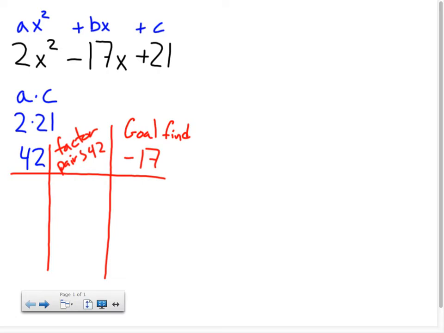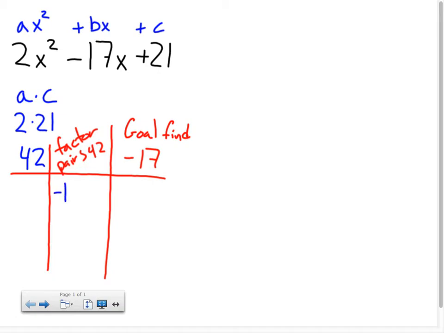So I could just go willy-nilly and start grabbing factor pairs for 42, but I can use a little common sense. For example, that c value is positive 21, and the b value is negative 17. In combination, I know that my factor pairs both have to be negative, because that's the only way I'm going to end up with a positive c term and a negative middle term.